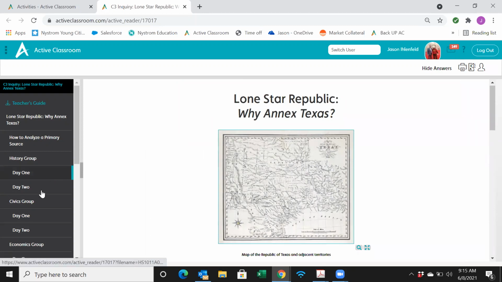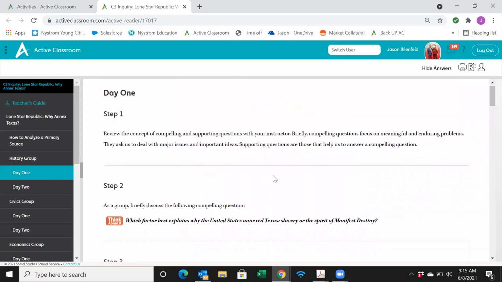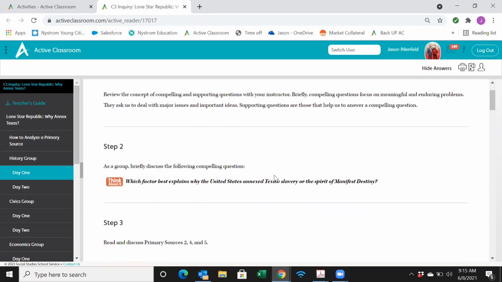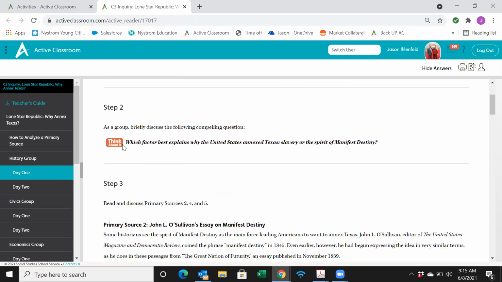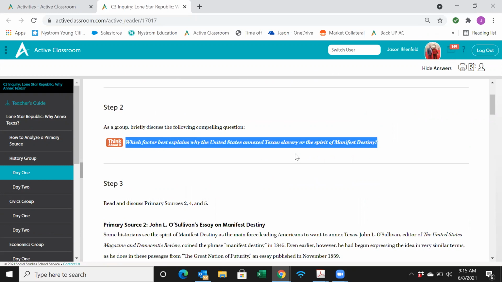Then the students will gather in their new group, and they'll still be focusing on that big question of why annex Texas, but each group is going to have another compelling question to help guide them in their investigation. So which factor best explains why the United States annexed Texas, slavery or the spirit of manifest destiny? That's the driving question for the history group.